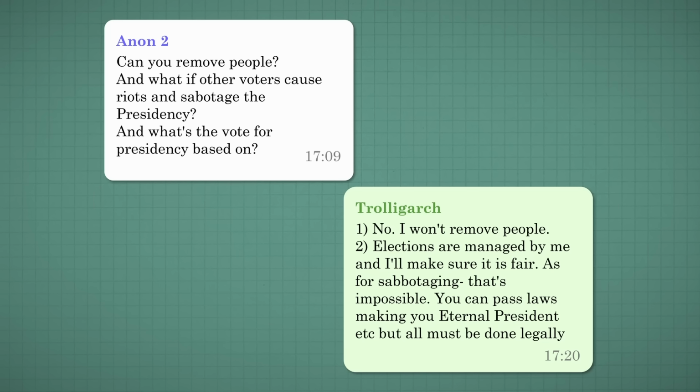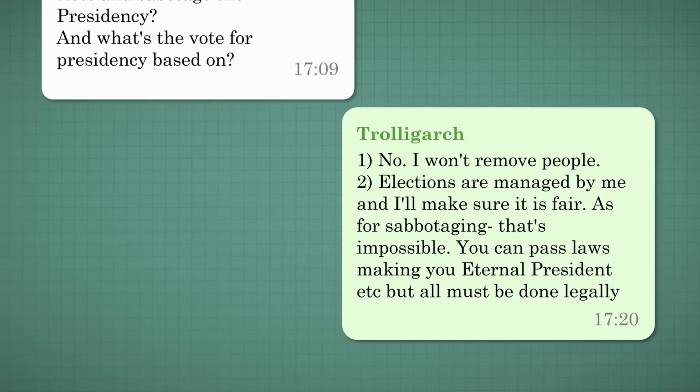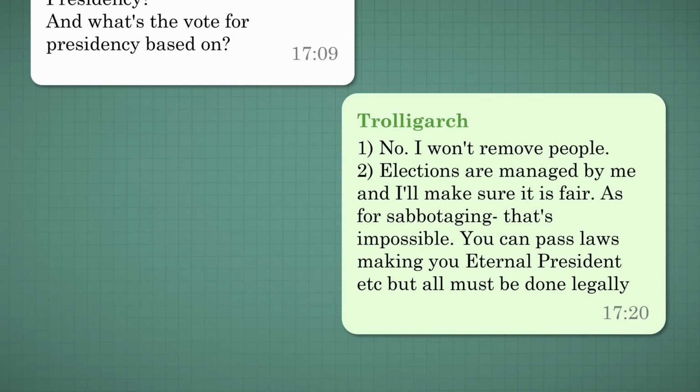Firstly, I won't remove people from the group chat unless they're actively ruining the game for everyone else, like constantly spamming in the group chat or something. Secondly, riots? Sabotage? Yeah, no, that's impossible. You can pass a law making yourself an internal president, but you still have to get that passed legally.